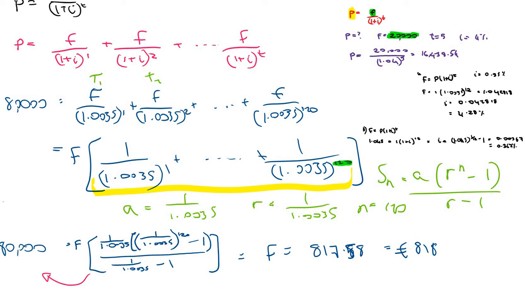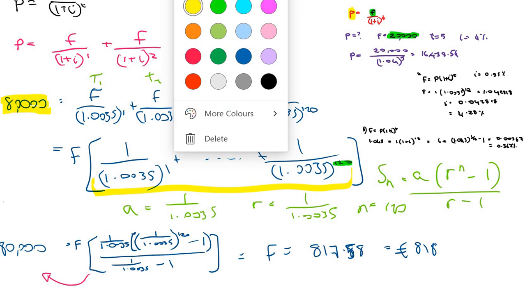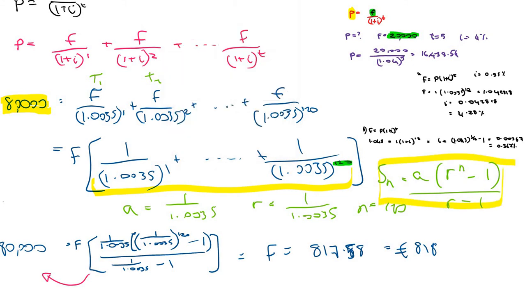So all I did there was try to find out what the future payment was going to be every month. I used the present value of the loan being 80,000, and I found that as the payment is going to be a consistent amount every month, it forms a geometric series because I'm adding those terms together, and therefore I can use the sum of a geometric series formula, which is here, to work out the repayment amount.